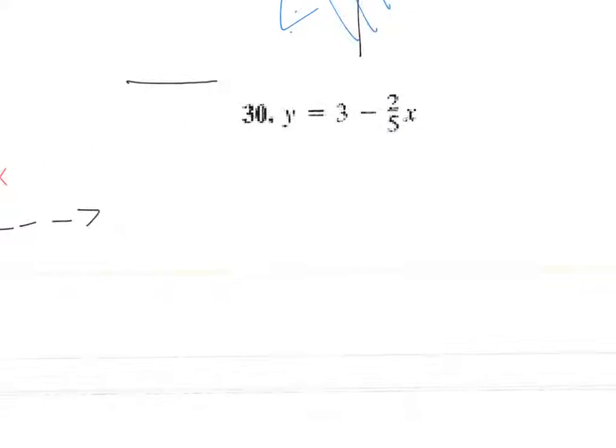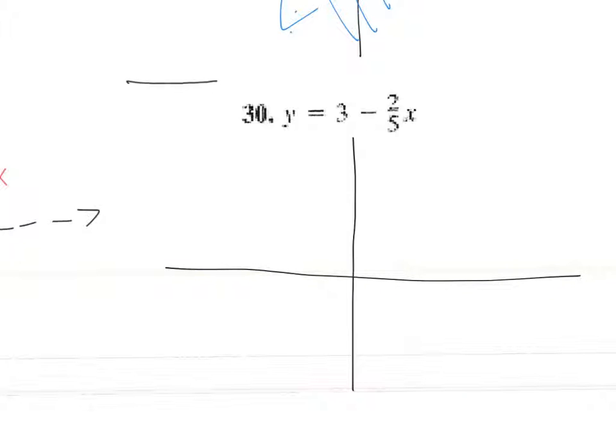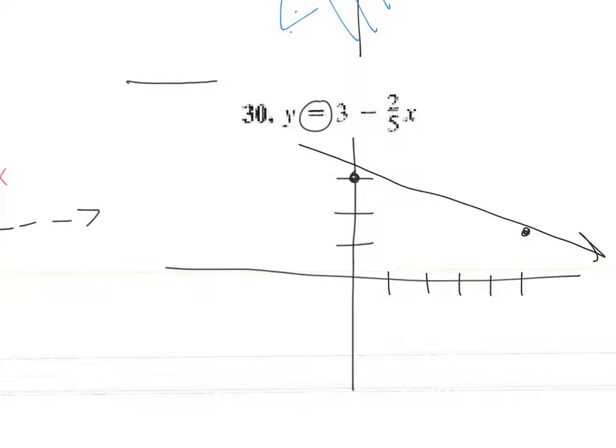And then number 30, you want to start at 3, 1, 2, 3. It's not an inequality, so it's going to be a solid line. And you're going to go down 2 and then right 5. It's just going to be a regular solid line. You don't have to shade because it's not an inequality.